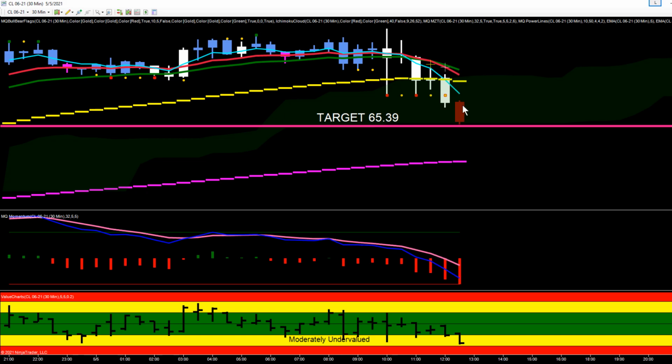In fact, there we go. We think we just touched it. Not quite. Didn't fill me, but we're right there. I'm going to call that close enough. I'm going to take this trade off right now. So there you go. Nice bear flag trigger on our 30-minute chart and right down into target.